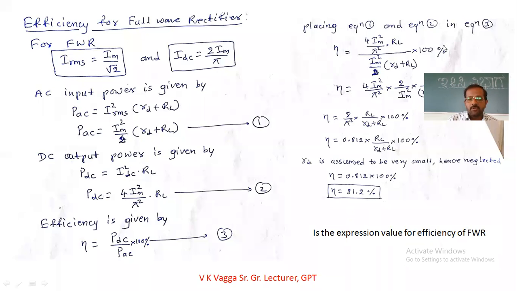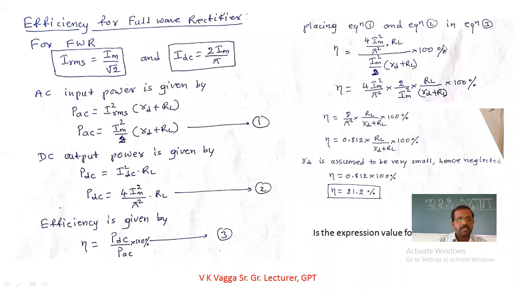In the same way, if you want to calculate the efficiency for the full-wave rectifier, IRMS is to be considered as IM divided by root 2 and IDC is equal to 2 IM divided by pi. Once again, it is the same as was considered while calculating the ripple factor there. The AC input power is given by again the same formula.